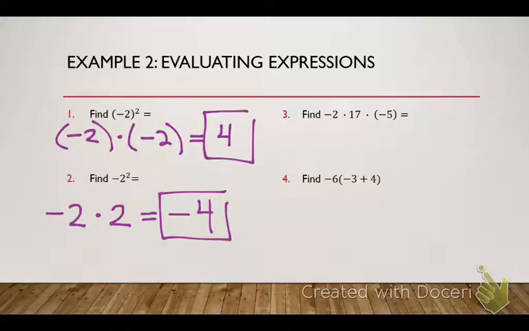Gabe, what do you think? Yes, because -2 times -5 is positive 10. Yes. 10 times 17. Very good. And that's a lot easier to do mental math, wouldn't you agree? To do -2 times -5 times 17.